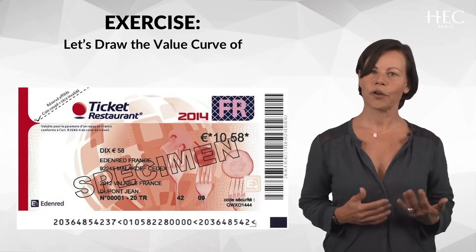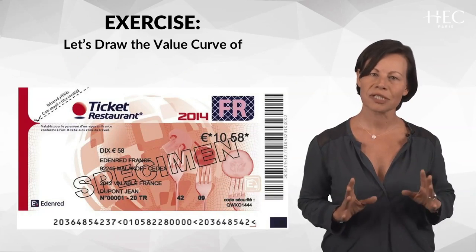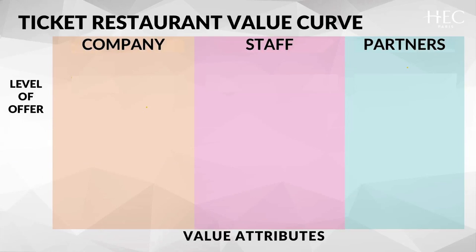Draw the value curve of Ticket Restaurant. You remember that for Ticket Restaurant, there are several who's to consider. So our value curve is going to have different parts where we're successively going to consider the value attributes from the point of view of companies, of the staff, and of partners, the food retailers. So please pause and take a few minutes to list these value attributes.